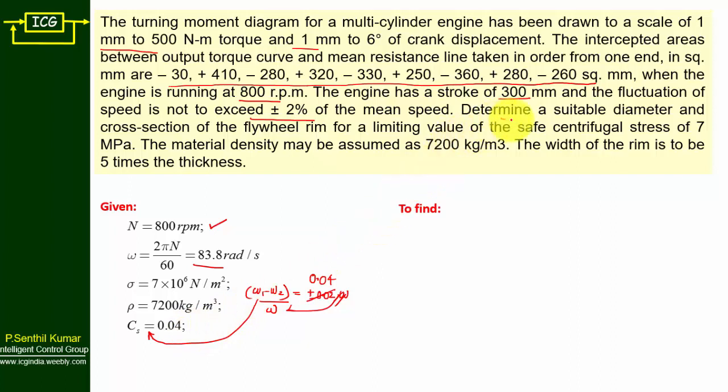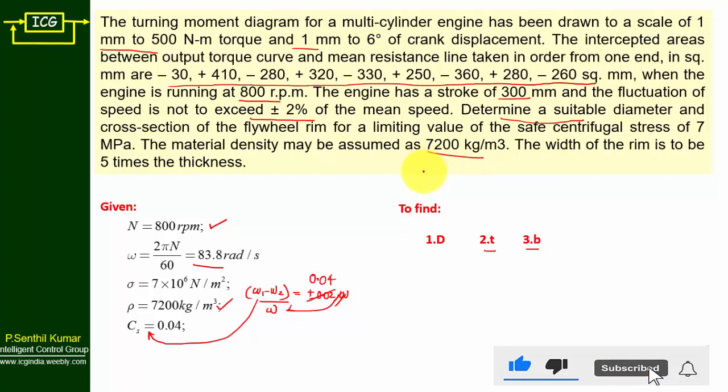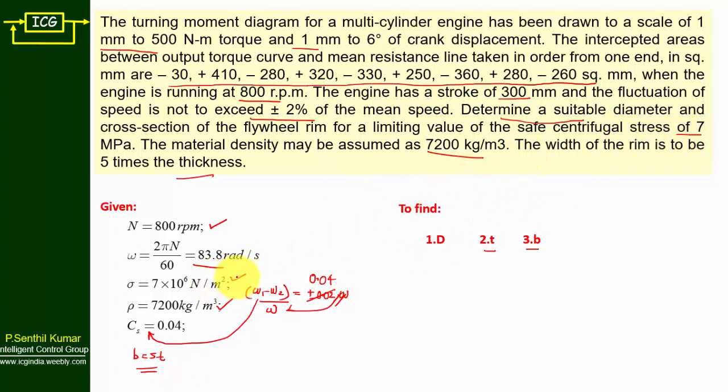We need to find the diameter and the cross section of the flywheel rim, breadth and thickness. The density of the material is 7,200 kilogram per meter cube. The width of the rim is 5 times the thickness of the flywheel, so breadth equal to 5 times the thickness. So these are all the given data. With this data, and one more data, the centrifugal shear stress equal to 7 megapascal, 7 into 10 power 6 Newton per meter square, we need to find diameter, breadth and thickness.